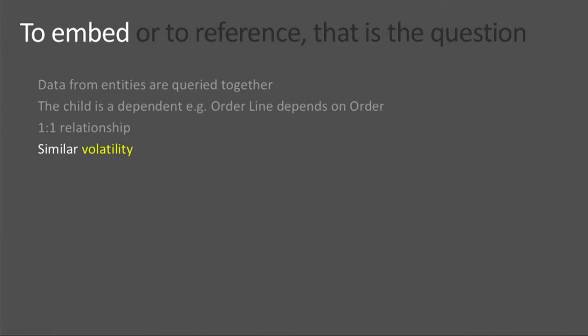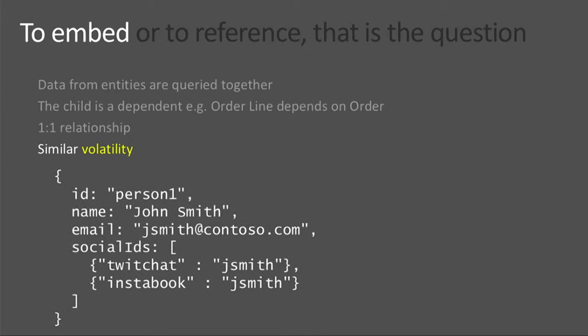Yep. So another signal we have is volatility. You want to group data with similar volatility, how often it's changing. So let's take a look at another person document where now this person has an email, but they also have a group of social IDs. They're going and registering for different sites, in this case TwitChat and Instabook. Maybe they have several others, but if you think about volatility, how often does your email change? Really not often at all. Same thing with your name, and maybe you register every now and then for a social site, but it's not that often. So this data changes at about the same pace.